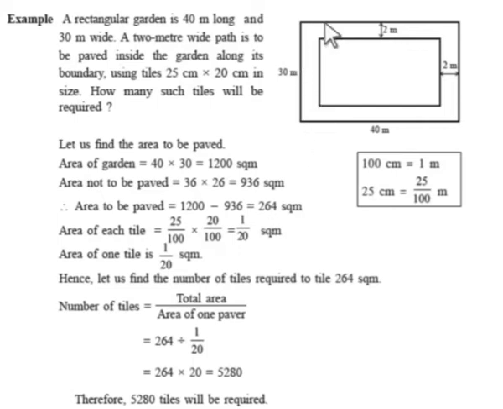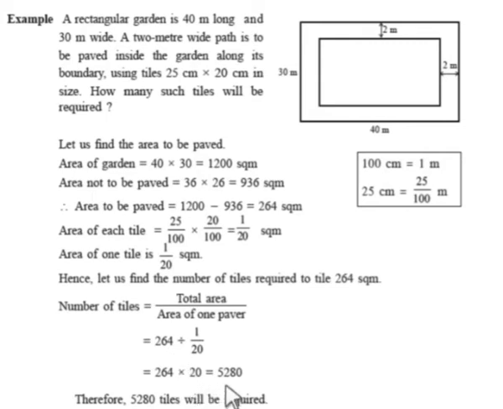Here we will divide the area of the path to be paved by area of one paver or area of one tile. Here total area is 264 square meter and area of one tile is 1 upon 20 square meter. So we will divide 264 by 1 upon 20. Here dividing by 1 upon 20 means multiplying by its reciprocal, that is multiplying by 20. Reciprocal of 1 upon 20 is 20. So you will get here 264 multiplied by 20.